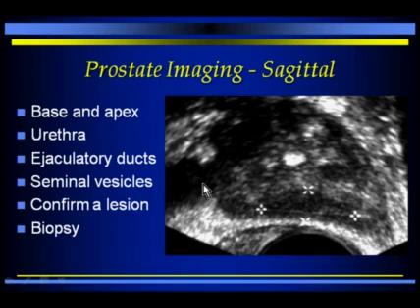The ejaculatory ducts come from the SV into the urethra, and they can be imaged in a sagittal view. Seminal vesicles are often seen more throughout their length on a sagittal image. And sagittal views, especially out in the community, are probably the most common method used to guide prostate biopsy.